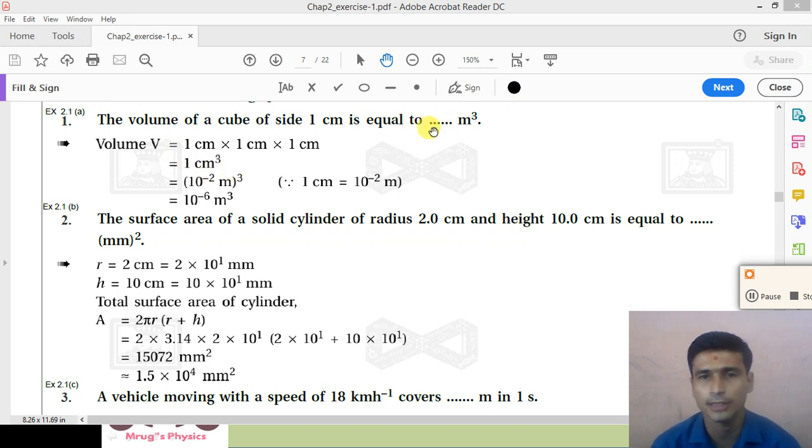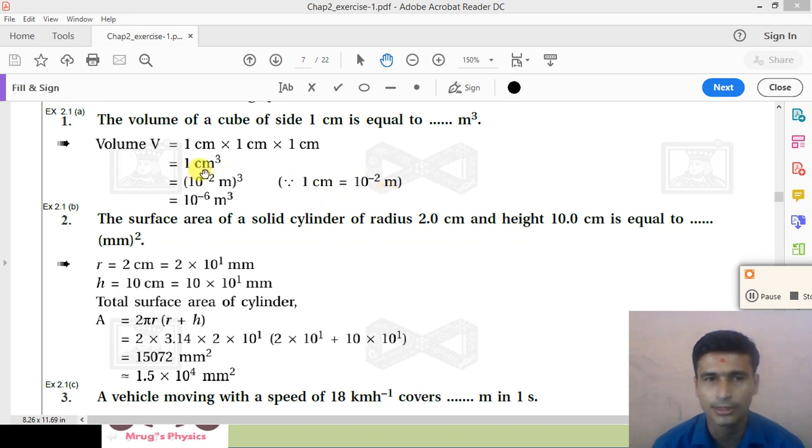But here we need to calculate the volume of the cube in meter cube. So dear student, you know that 1 centimeter is equal to 10 raised to minus 2 meter, or we can say 0.01 meter. 1 meter is equal to 100 centimeter, or we can say that 1 centimeter is equal to 10 raised to minus 2 meter, right?